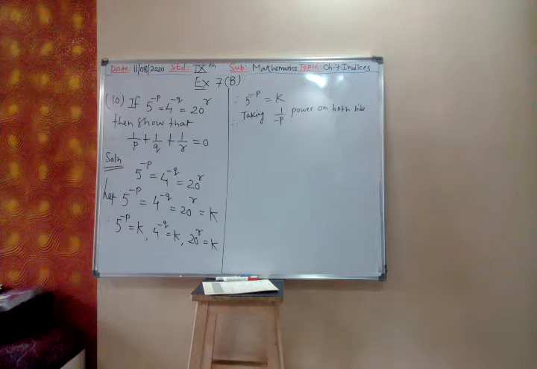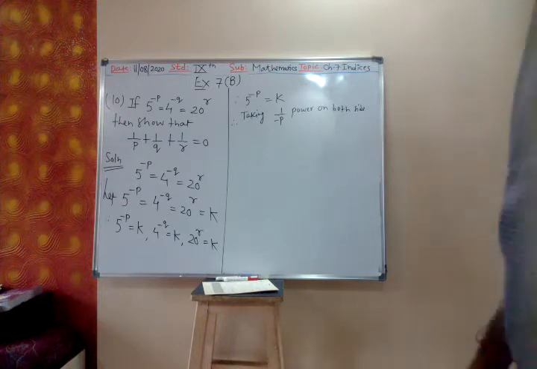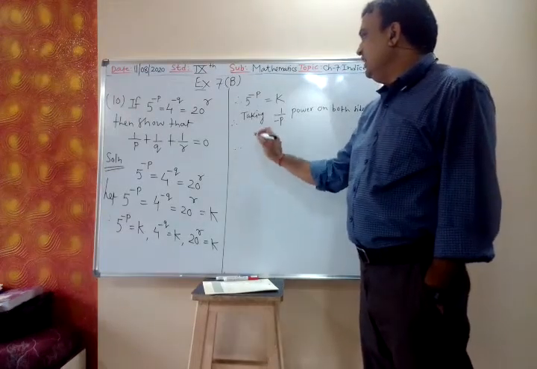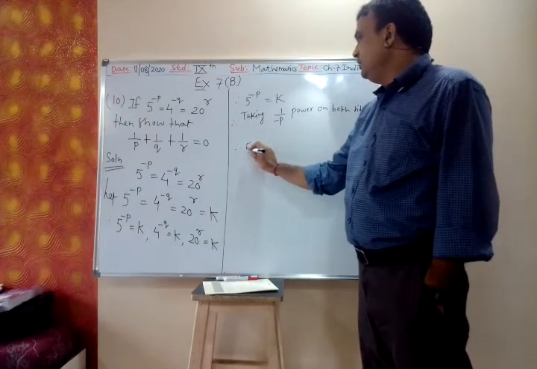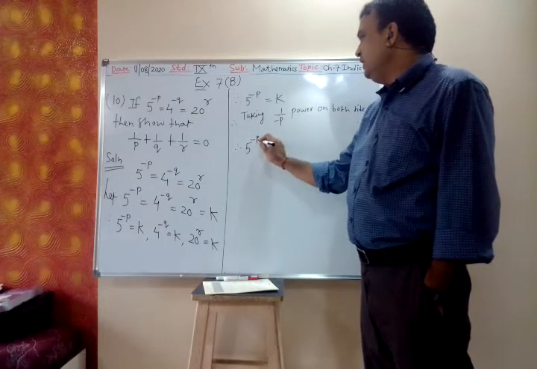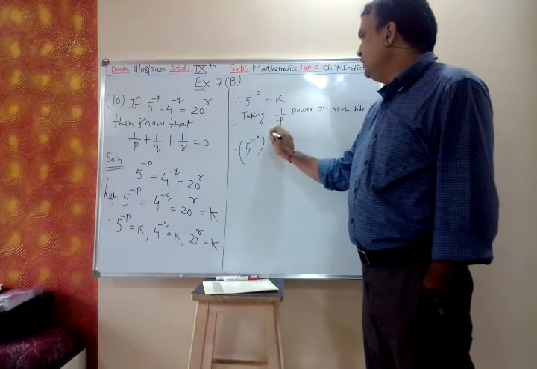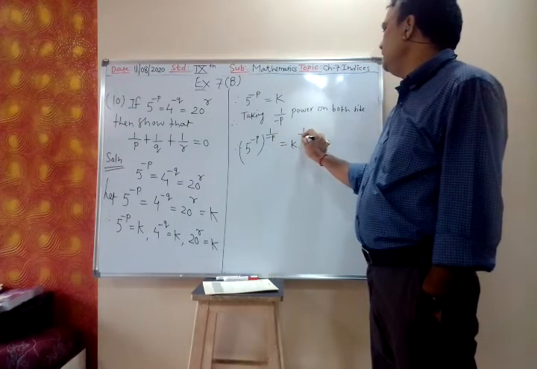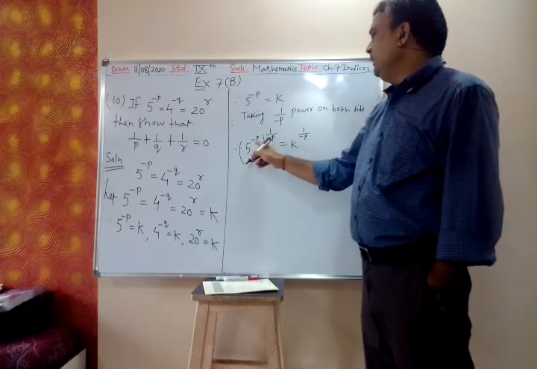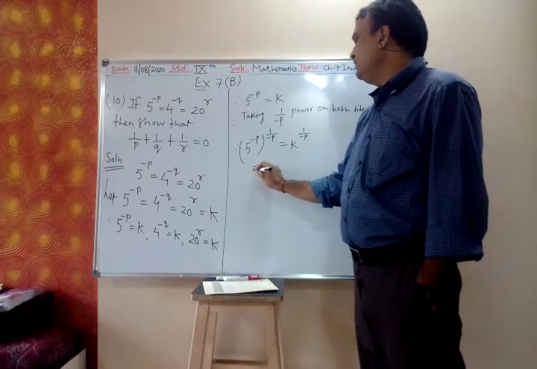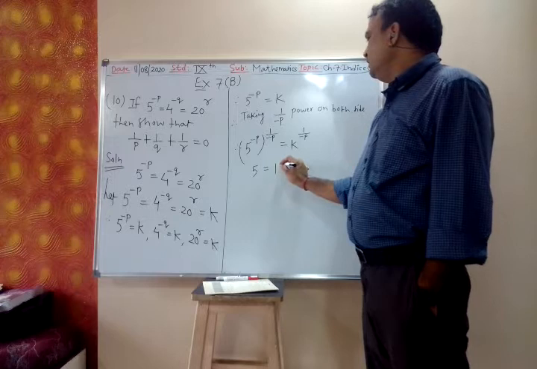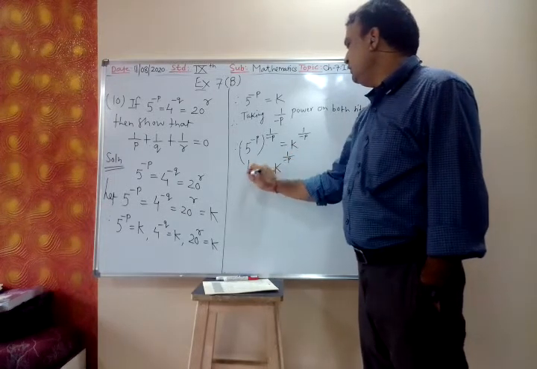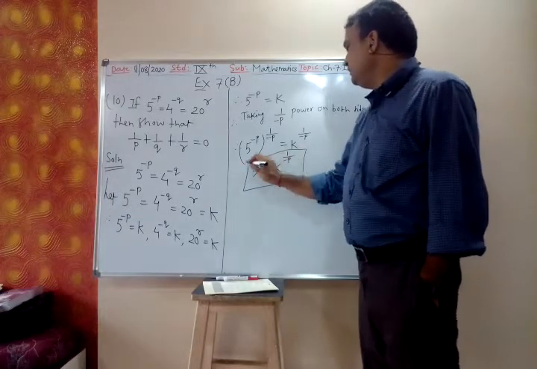Taking 1 upon minus p power on both the sides. So I can write directly, but let me write one more step. 5 raised to minus p raised to 1 upon minus p is equal to k raised to 1 upon minus p. Are you getting? So minus p and p get cancelled. You will get 5 is equal to k raised to 1 upon minus p.